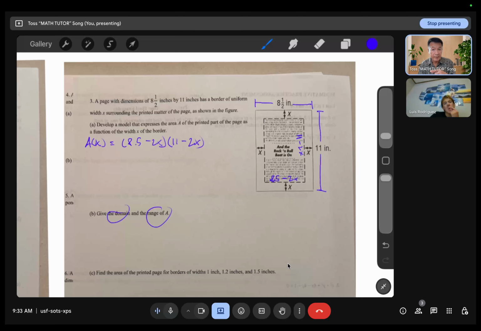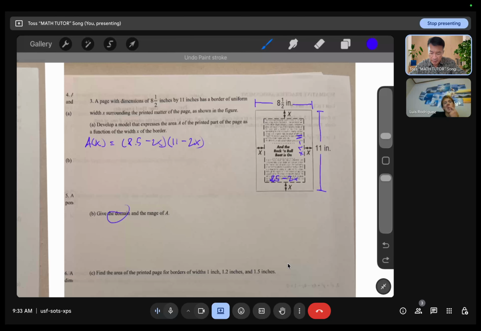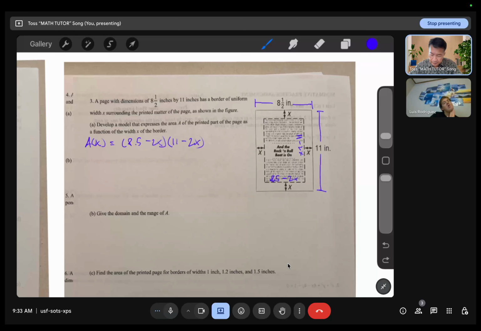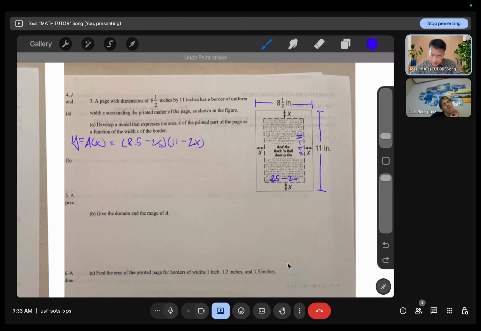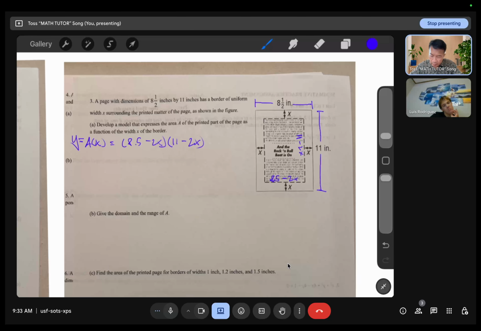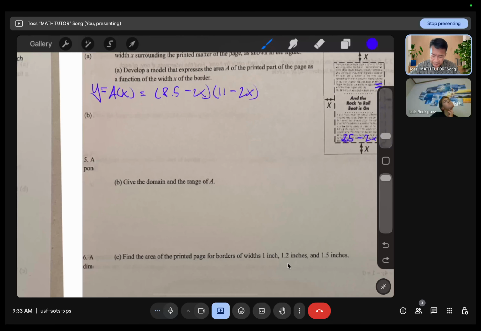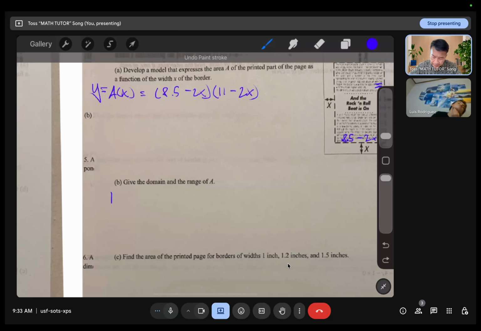The range will be the A value. The domain will be the x value. Is that okay? One more time. The A of x is like the y. A of x is y. Therefore, when you talk about range, it's associated to y. You remember that? Like the y range, and the x. So now let's do the domain first. The domain will be the x, and then the range.